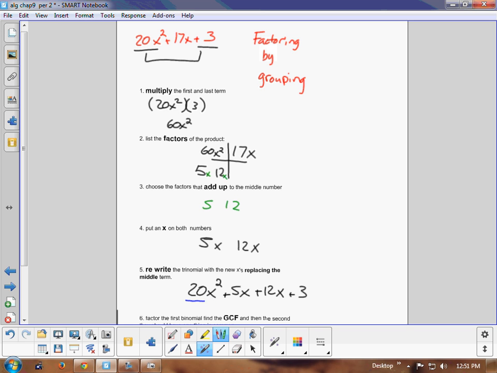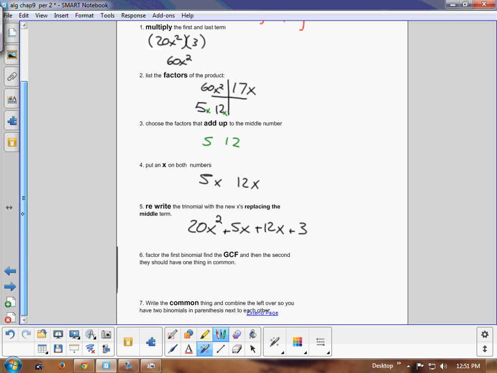Okay, then you rewrite the original trinomial, this one up here. Rewrite it, but instead of putting 17, you put those numbers that you obtained, this 5 and the 12, because 5 and 12 is 17. Right? So I haven't changed it. Okay, the last 2 steps. This creates 2 groups, group 1 and group 2, like we went over yesterday.